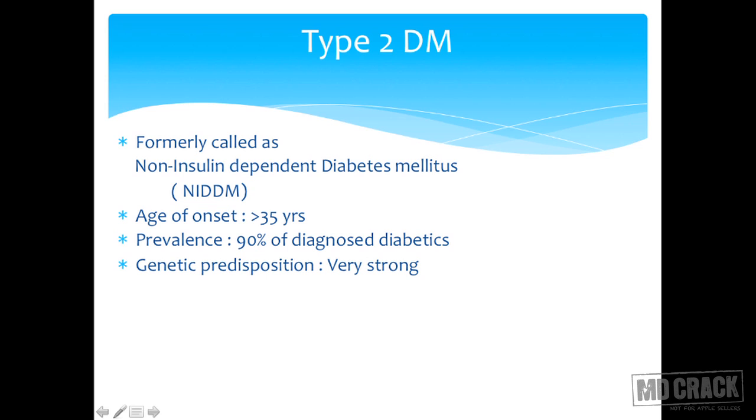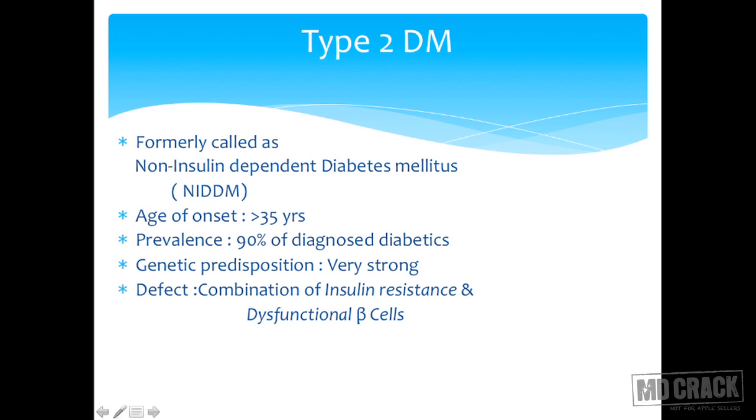Genetic predisposition is supposed to be very strong for this, and type 2 diabetes mellitus is supposed to run in families. And what is the defect? It is a combination of insulin resistance and dysfunctional beta cells. Whatever beta cells are there, they are dysfunctional. And suppose they are functional, a little bit, they release insulin. This insulin is not able to act. Why? There is insulin resistance.